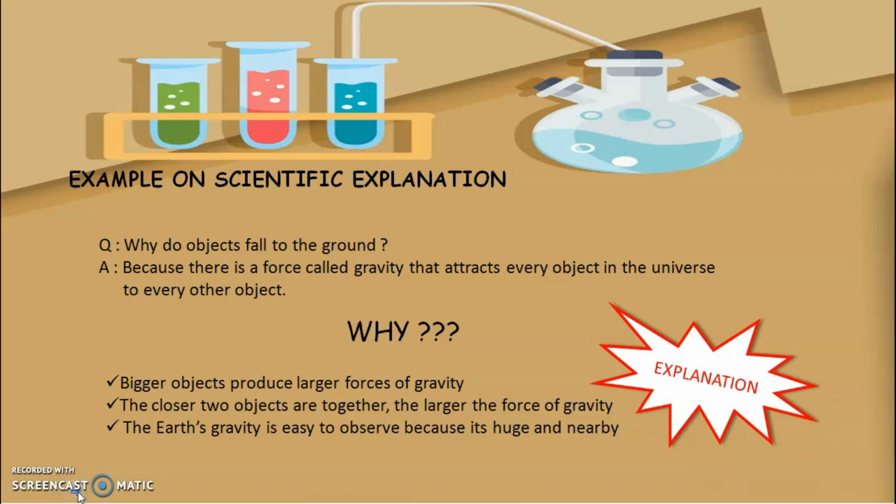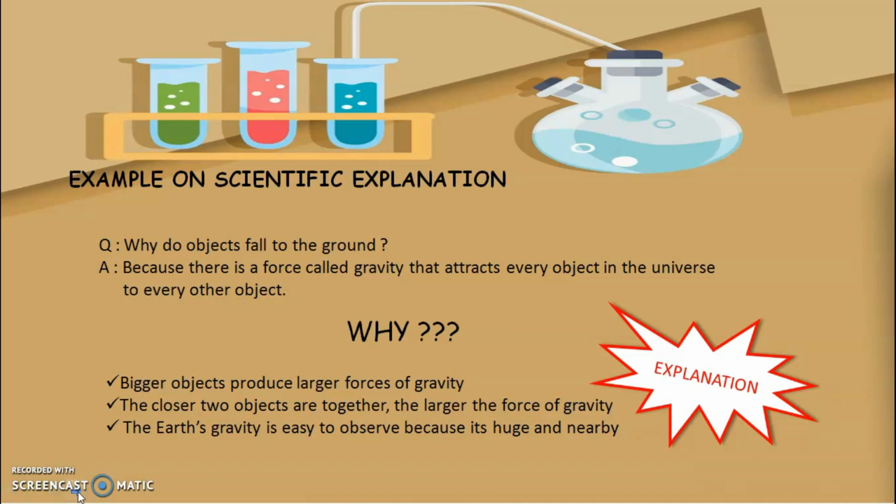Example on scientific explanation. For example, why do objects fall to the ground? The answer is because there is a force called gravity that attracts every object in the universe to every other object. Why? Bigger objects produce larger forces of gravity. The closer two objects are together, the larger the force of gravity. The Earth's gravity is easy to observe because it's huge and nearby.